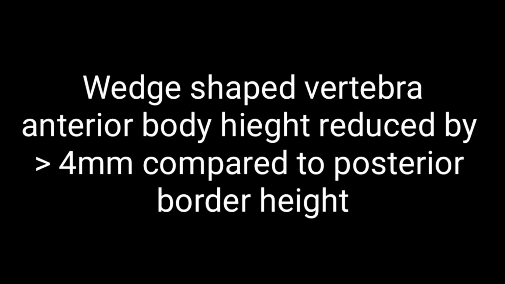Another end plate abnormality is the wedge-shaped vertebra. In a wedge-shaped vertebra, the anterior border height is reduced by 4 mm compared to the posterior border height. Here you can see that the anterior border height is reduced compared to the posterior border height. This is called a wedged vertebra, and this type of vertebra can also be seen in osteomalacia, Paget's disease, and osteoporosis.